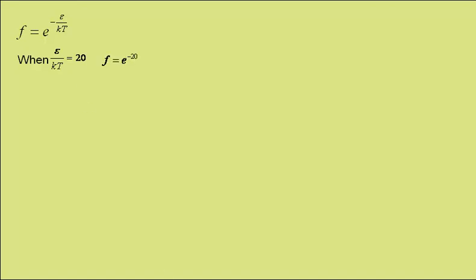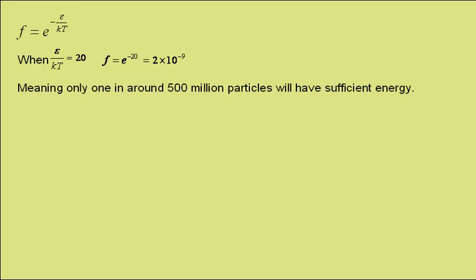The Boltzmann factor at this level is given by e to the minus 20, which comes out at 2 times 10 to the minus 9. This means only around 1 in 500 million of the particles will have sufficient energy to carry out the event. This seems to suggest that the event will be extremely unlikely, if only around 1 in 500 million particles can take part.